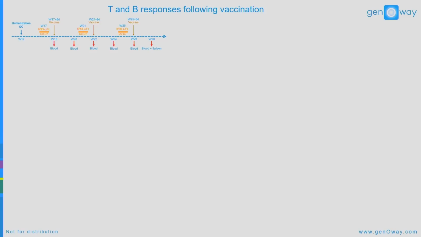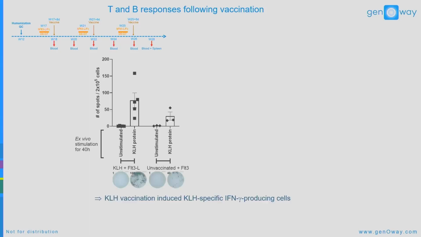And then they received 2 boosts, and after the last boost, 2 weeks later, mice were taken down and the splenocytes were analyzed. First study that we ran was an ELISpot to see whether those T cells could get activated in an antigen-specific manner. And as you can see, upon restimulation with KLH, we clearly see interferon gamma secretion from those T cells. So we have a T cell activation which is antigen-dependent.